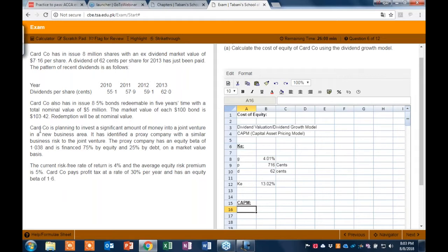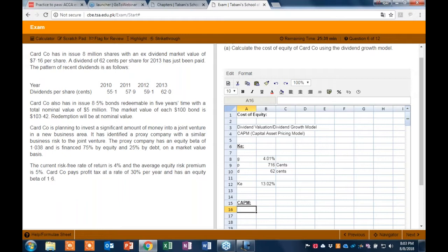Now, if we continue reading this paragraph further, it has identified a proxy company. Now, proxy company means a company that is similar, you can say it's a similar size company, and you can compare it with your company.